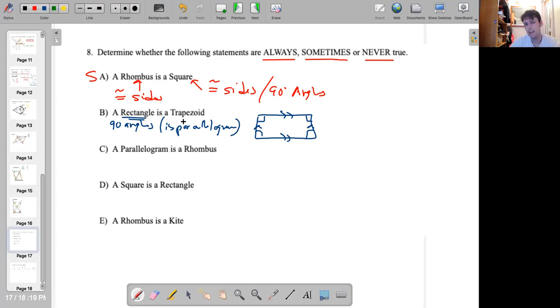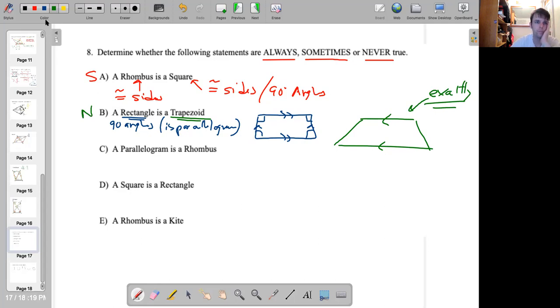A trapezoid has a very specific definition, at least as far as our textbook is concerned. A trapezoid has exactly one set of parallel sides. So only one set. Since a rectangle has two sets of parallel sides, it cannot be a trapezoid, because a trapezoid says it has exactly one pair. And this word exactly kind of weeds it out. So this one is a never.